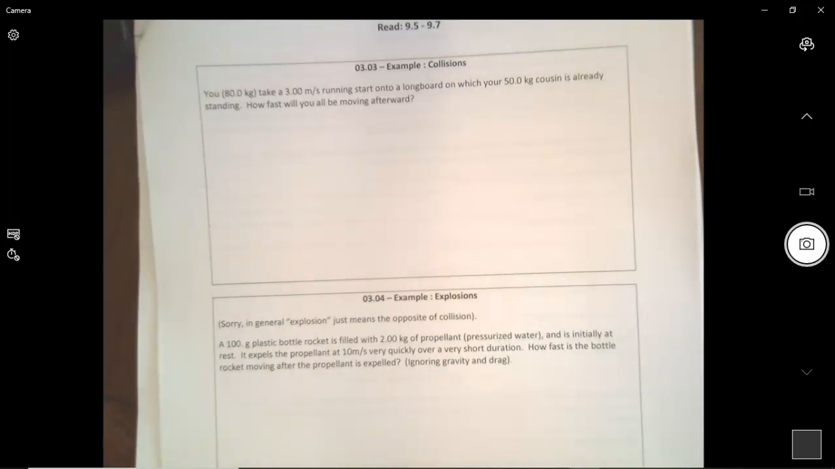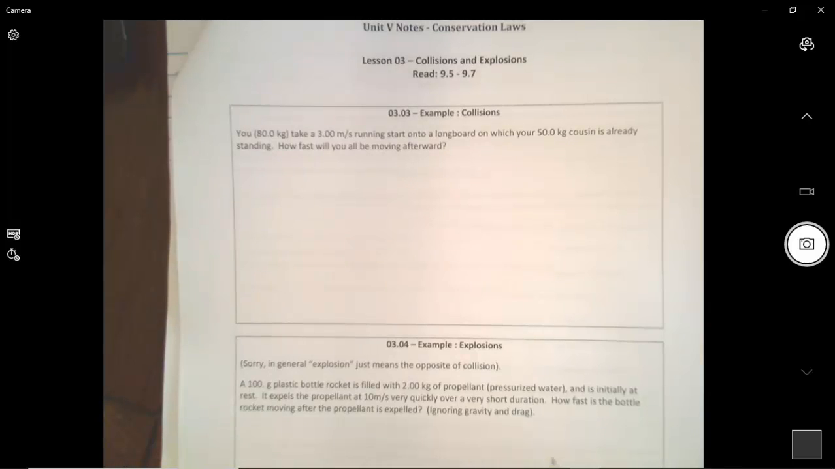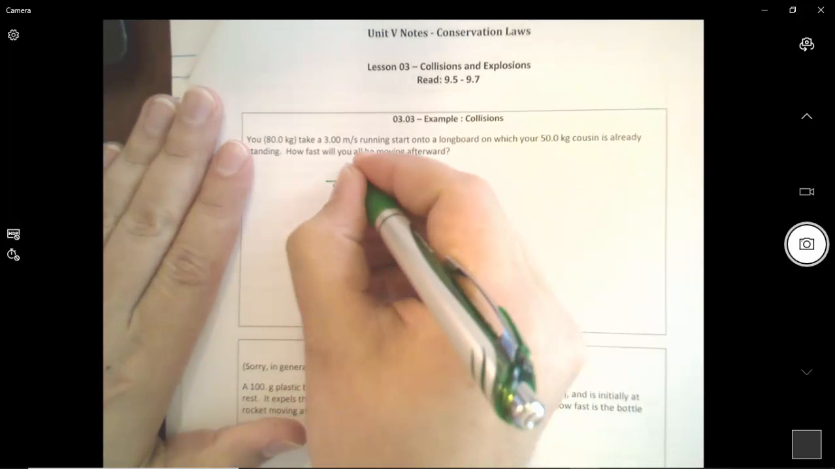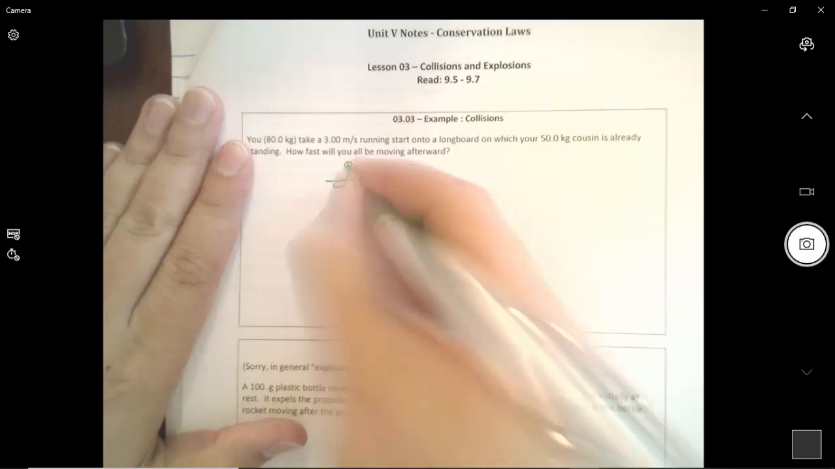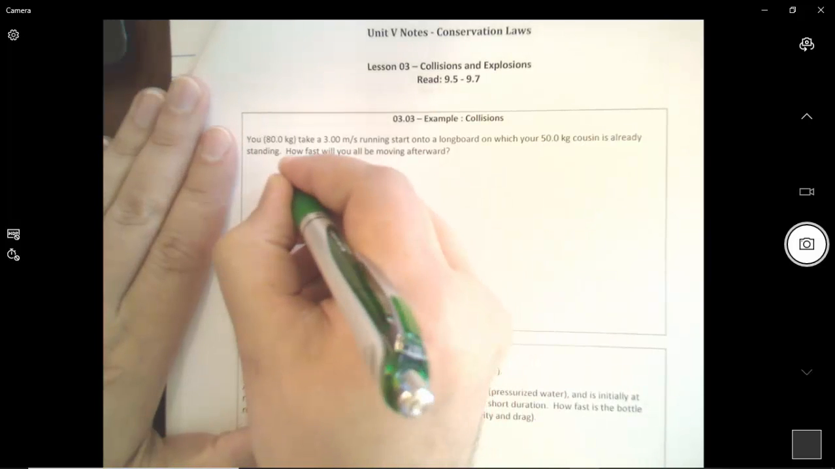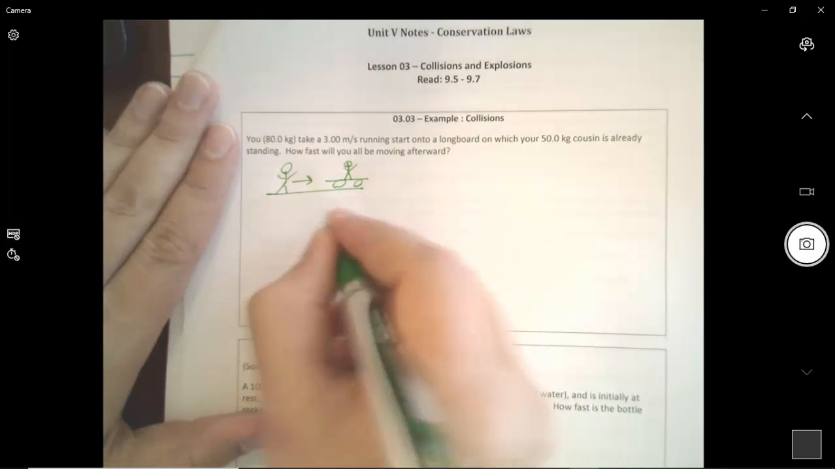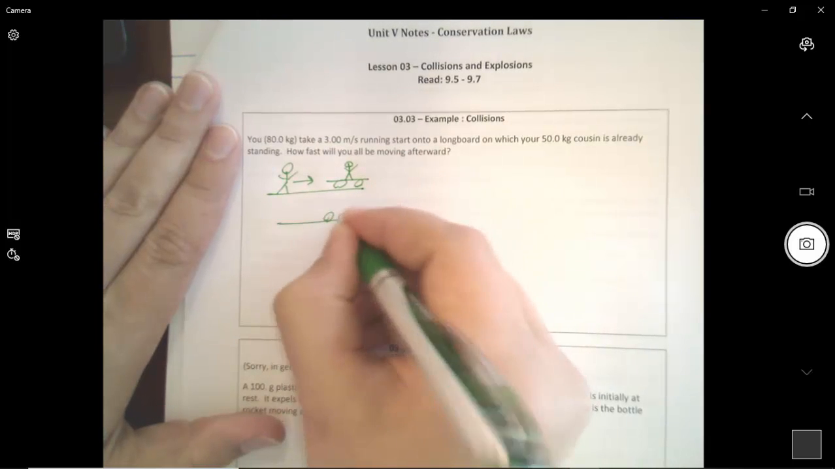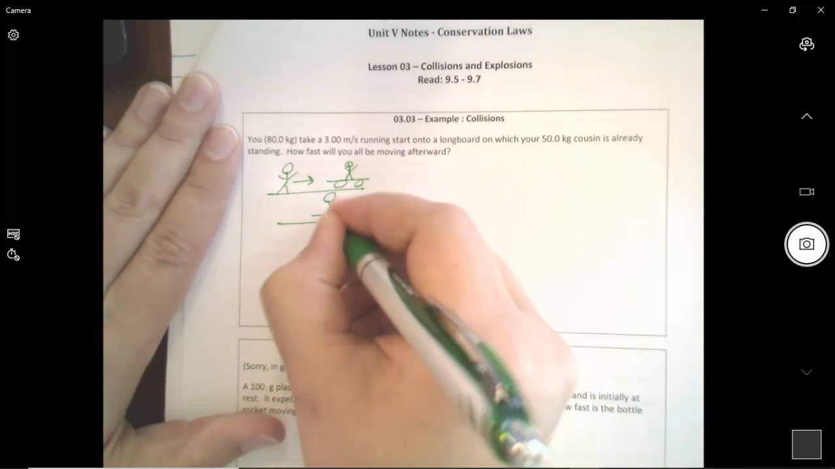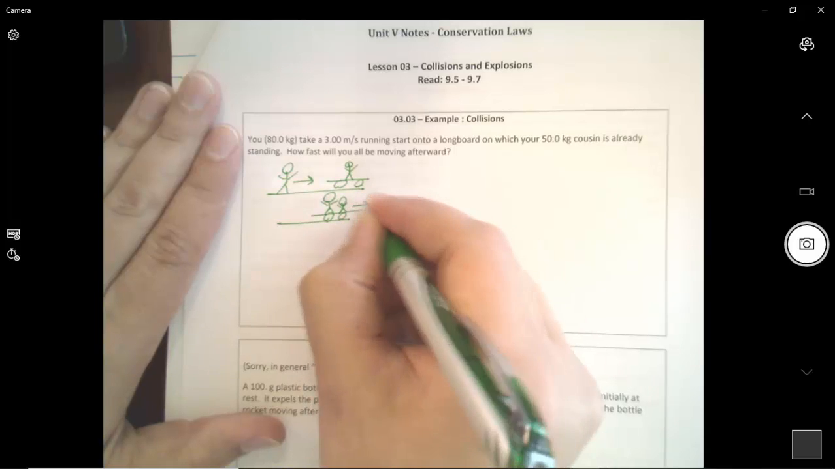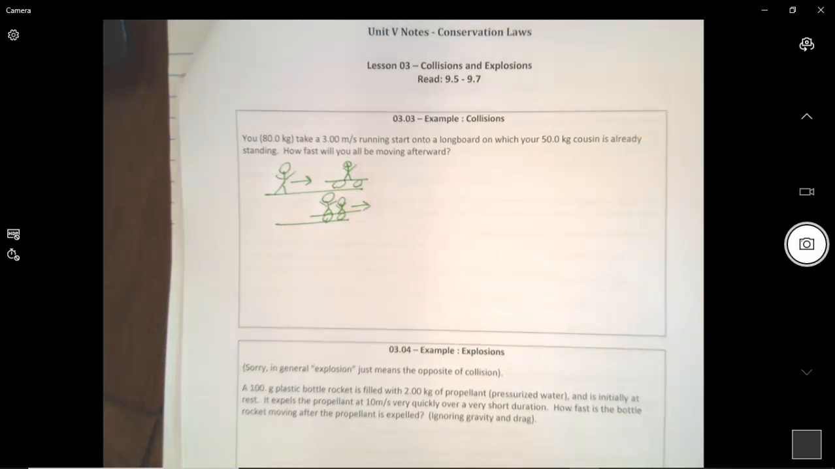So, our first example. You have a cousin on a longboard. Cousin on the longboard is initially stationary. And you are running up and you jump on the longboard so that together you are riding off safely without harm together. Okay? This is what we find out.